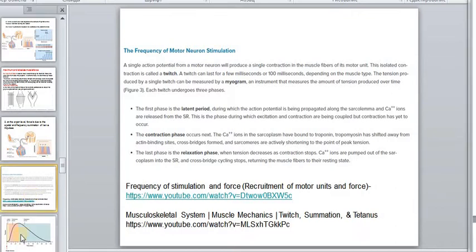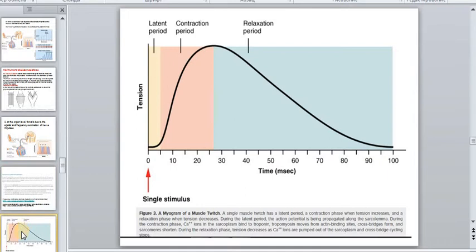So let's look at the frequency of stimulation of motor neurons. A single action potential from the motor neuron will produce a single contraction in the muscle fibers of its motor unit. This isolated contraction is called a twitch. A twitch can last for a few milliseconds or 100 milliseconds depending on the muscle type.